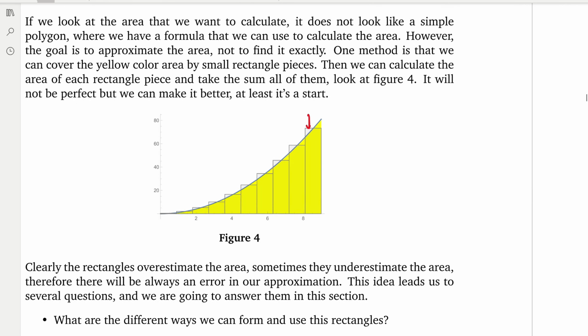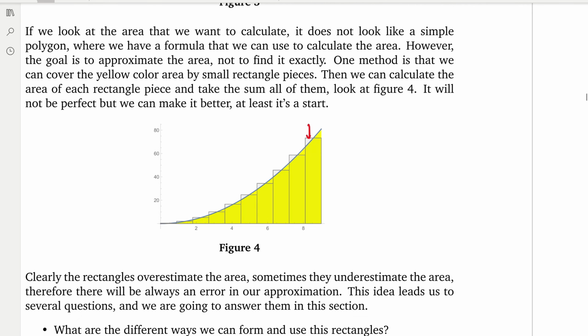So the basic idea of approximate integration is that you're going to cover the region whose area you want to find with rectangles. Then you're going to find the area of each rectangle that you use, and you're going to add them up. So that's the basic idea of approximate integration.